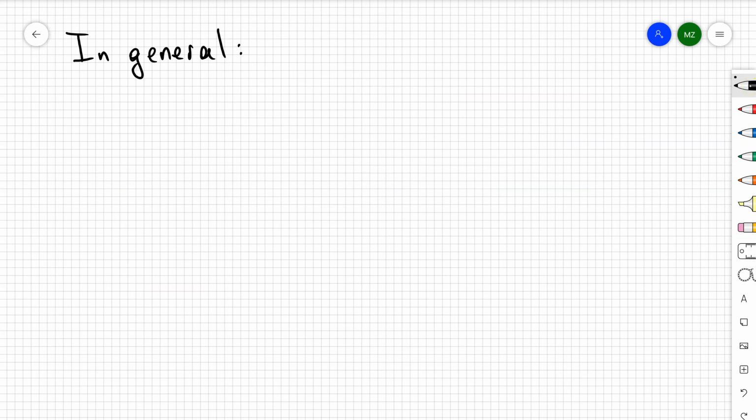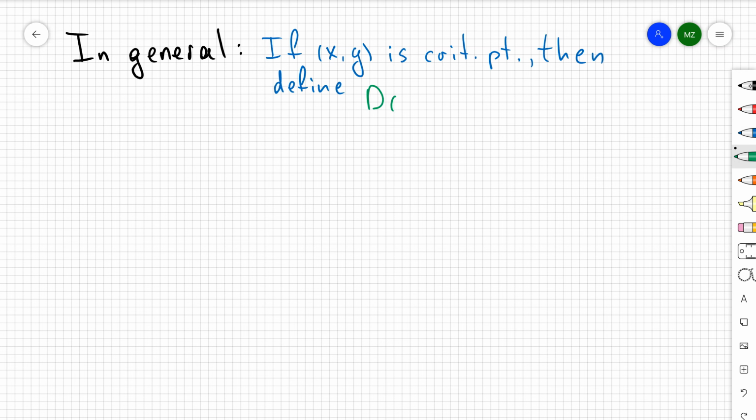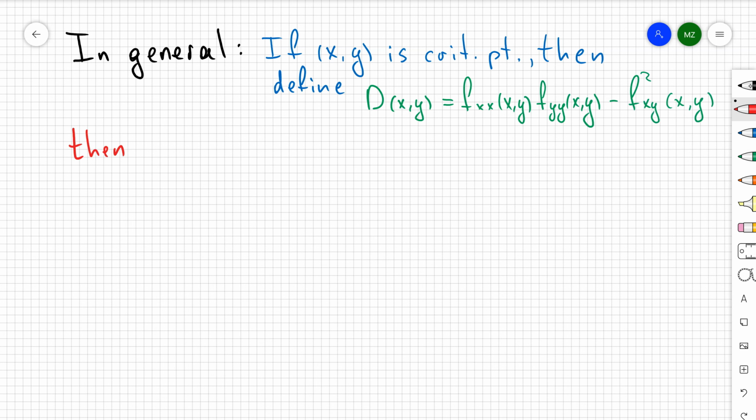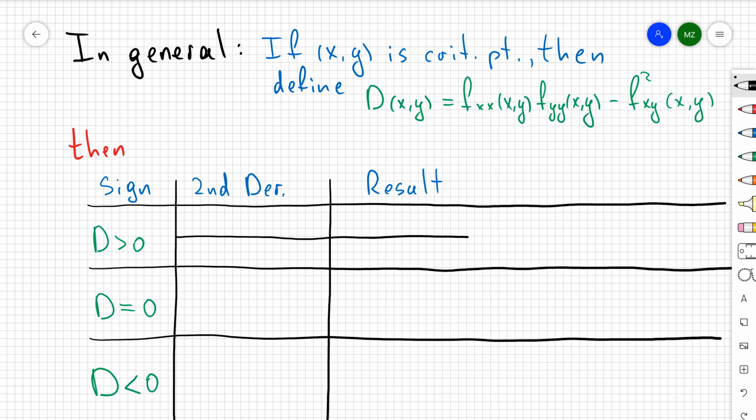In general, if we're going to have some critical point x and y, since we have 4 second partial derivatives, then I need to introduce a new kind of object, and that object I'm going to call D in terms of x and y. And I'm going to define it as a product of f_xx, f_yy, minus f_xy squared.